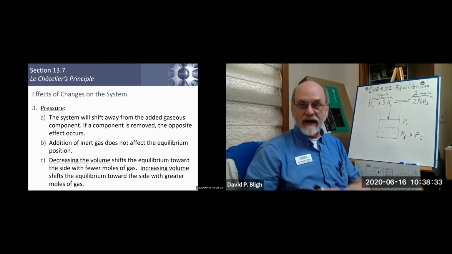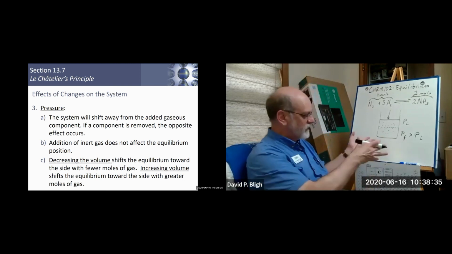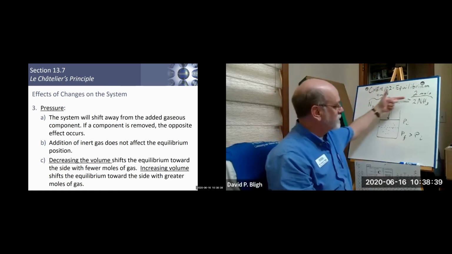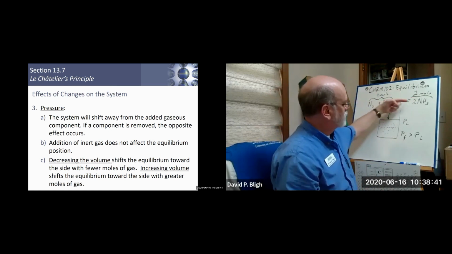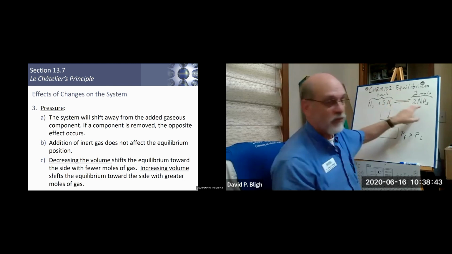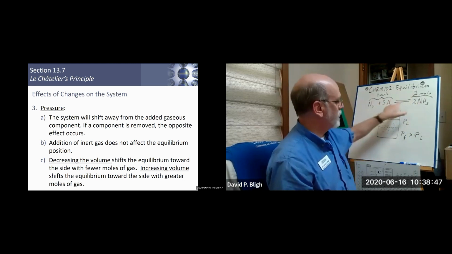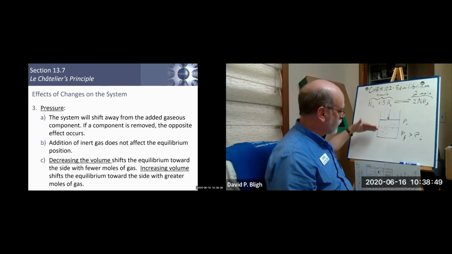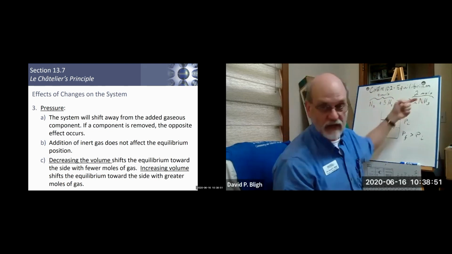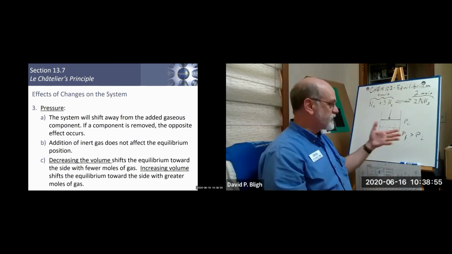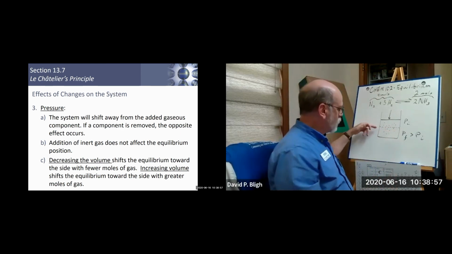So how do you reduce the number of moles in there based on the reaction? You shift to the right. You produce more product because you have fewer moles here than you do there. So increasing the pressure produces more product.